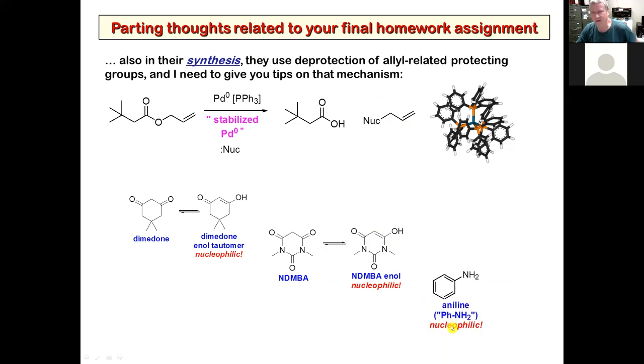Also, aniline, it's a nucleophile. This is a benzene and an NH2. That's actually a common nucleophile for this reaction, okay? And so the mechanism will follow, and it'll be helpful for your homework.